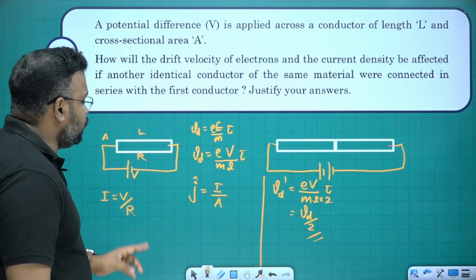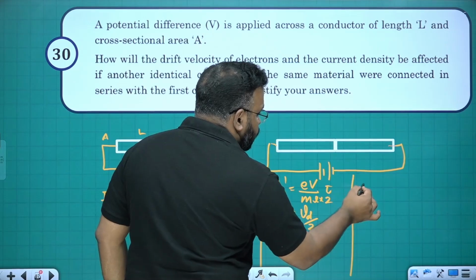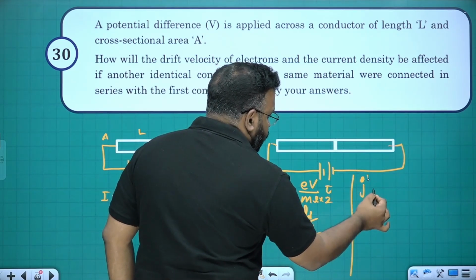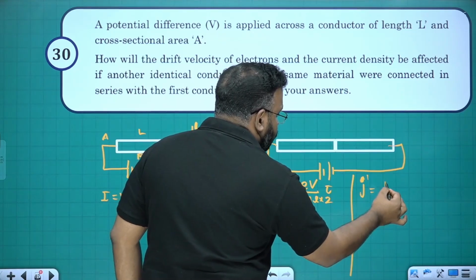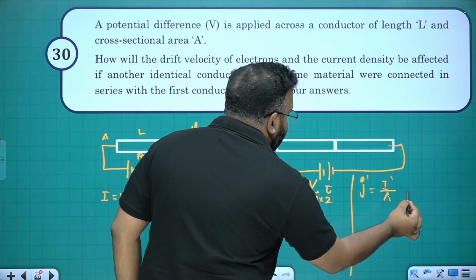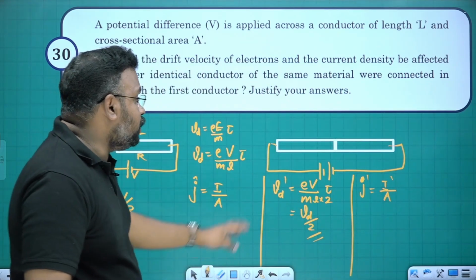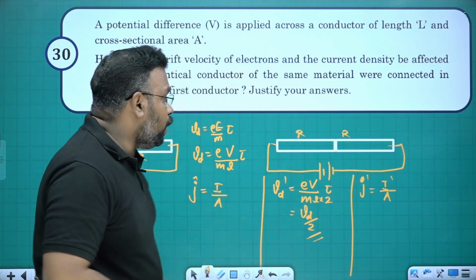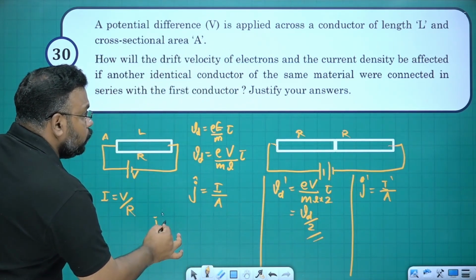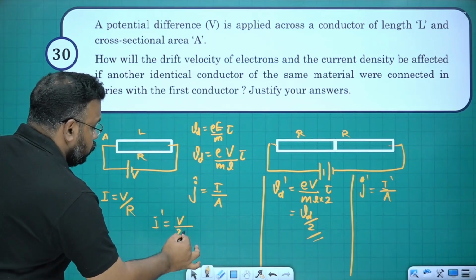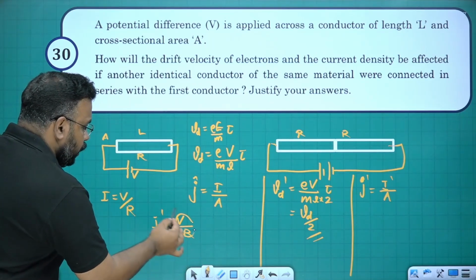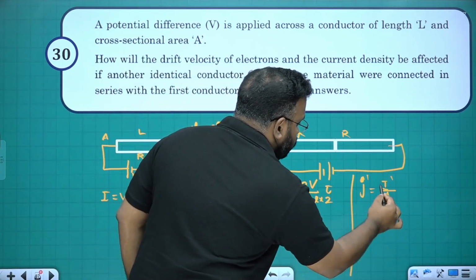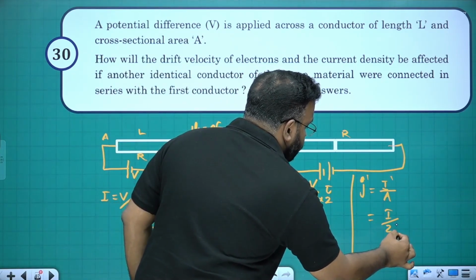Yes. Now the new current density, I am going to write it as J dash. J dash is equal to I dash by A. Area is not changing, but the current will be changing, because there are now two resistors. So I dash is equal to V by the new resistance 2R. What is V by R? I. So we get I by 2.